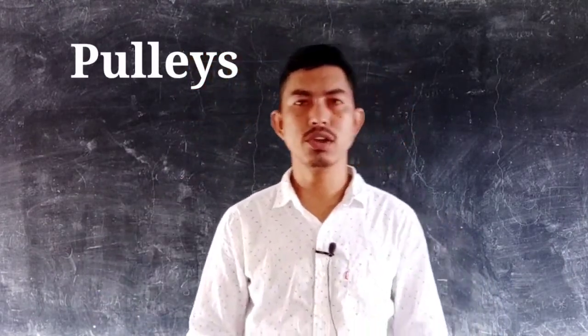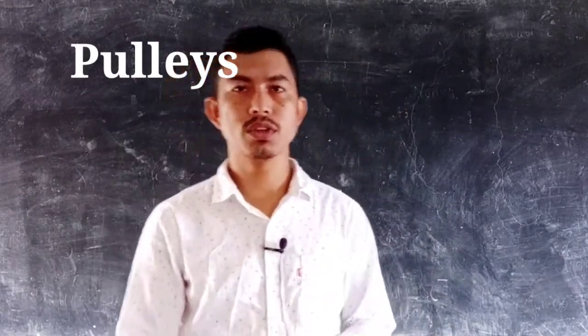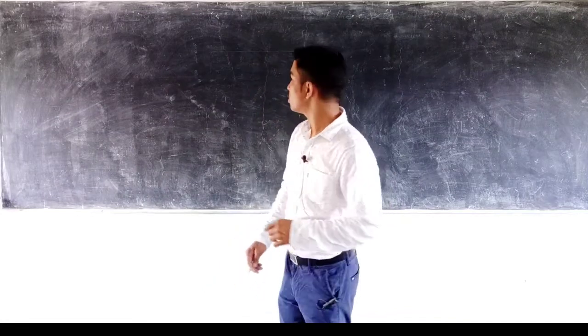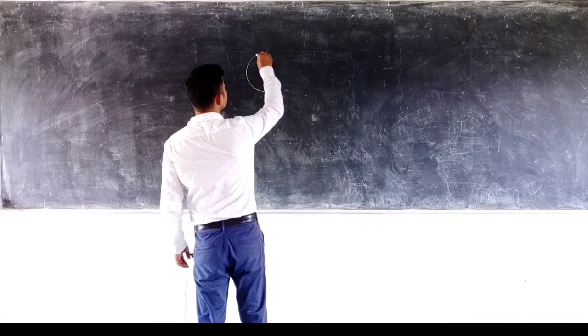So today we will be continuing with the third chapter of your physics, that is the machine. So the next type of simple machine we have is a pulley. So what is a pulley? As we already know, a pulley is a circular disc.